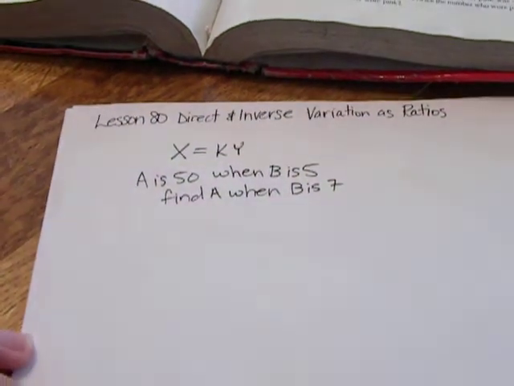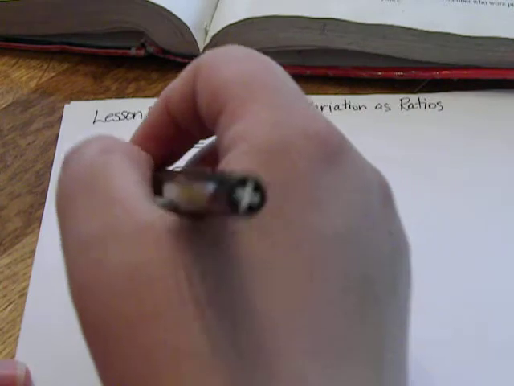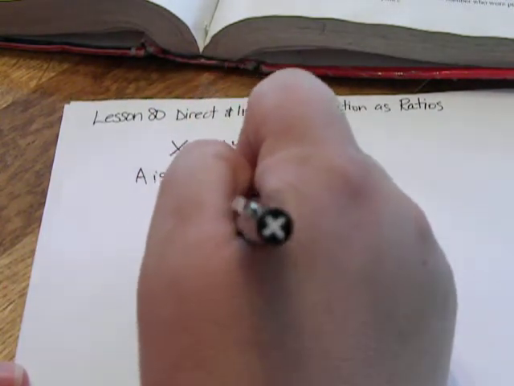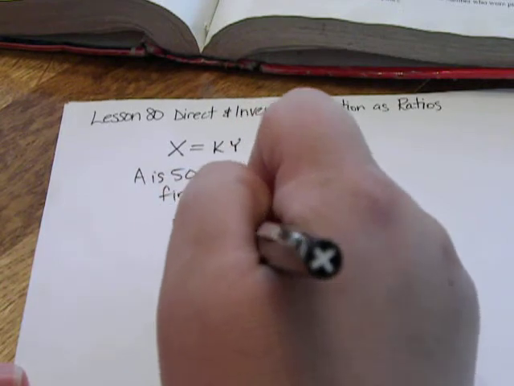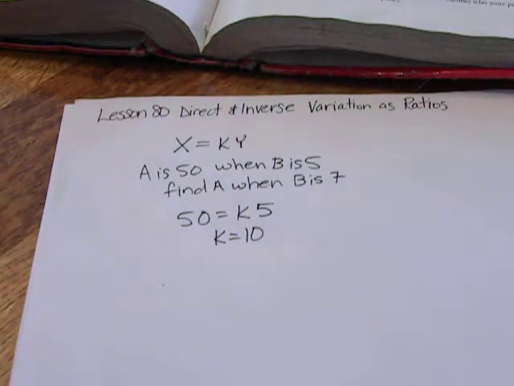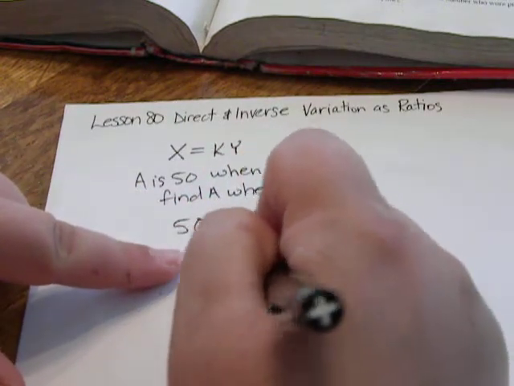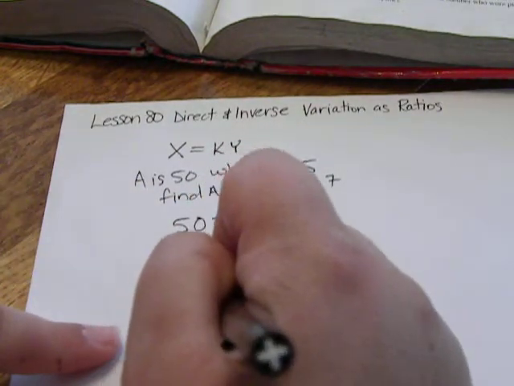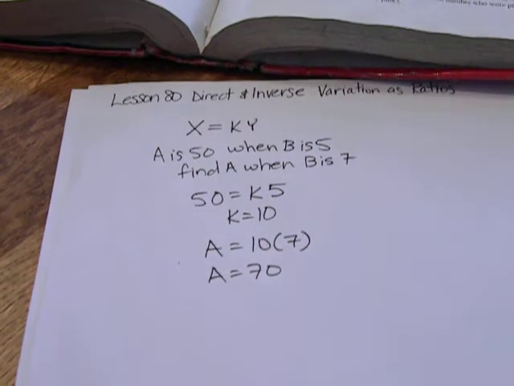Okay, so the way that you're used to solving these problems is a varies directly as b, so 50 equals k times 5. We solve for k, we get k equals 10. Then we come back and we say a equals 10 times 7, so a equals 70. That should be the way that you're familiar with doing it. Now we're going to learn how to do it using ratios.